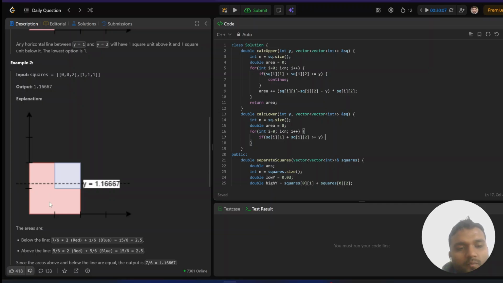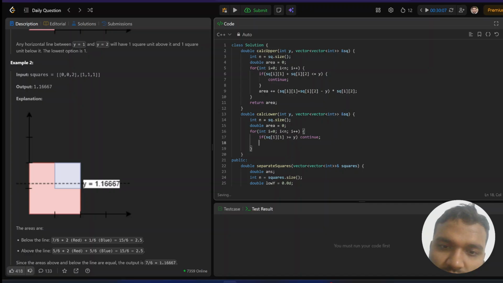So for below, if your y coordinate is greater than or equal, so here we just need to consider this. If you look like this, then you don't need to come here. In the area, you will not contribute. But if this is not so, you can contribute, you may, you have to contribute in the area.